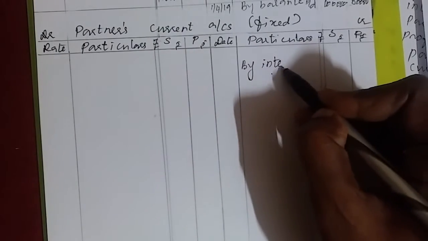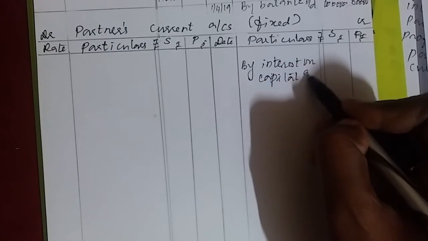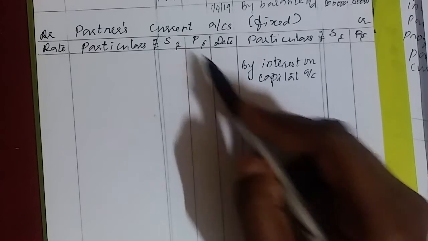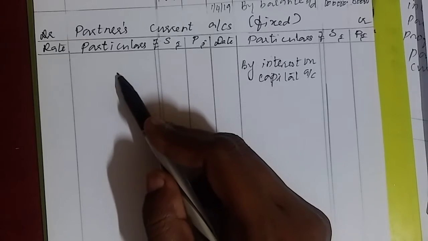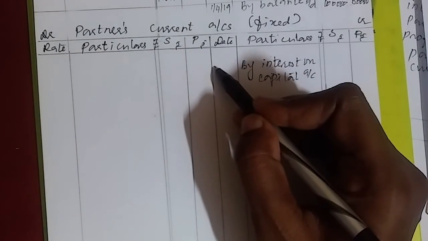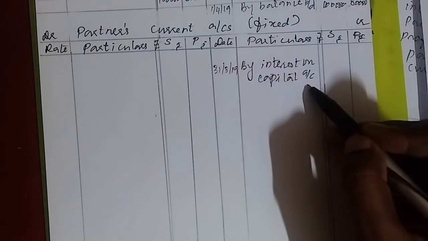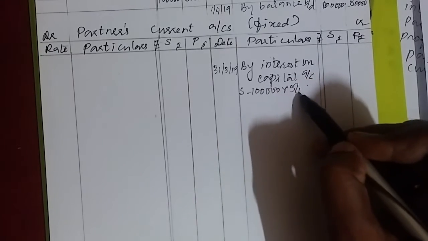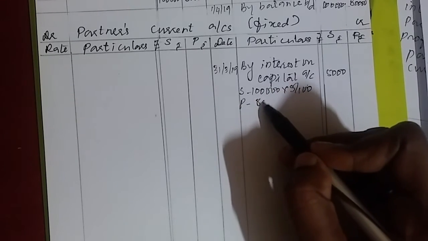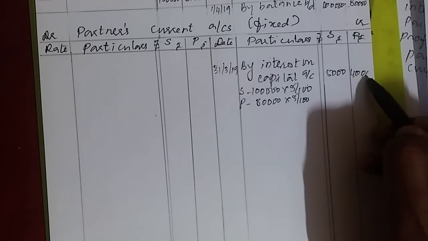First one is by interest on capital. See, there is no opening value for current account, so I am not writing. If it is given in the question, we should write credit balance on the credit side and debit balance on the debit side. Here in this question they have not given it, so I am not writing. Okay, interest on capital. For Sachin, we already calculated 1 lakh into 5/100, that is 5,000. For Pratham, 80,000 into 5/100, that is 4,000.